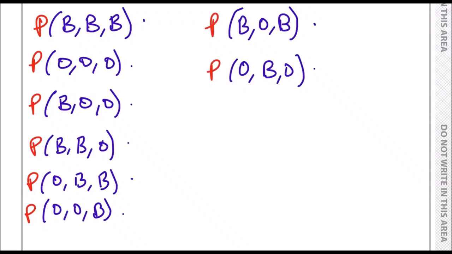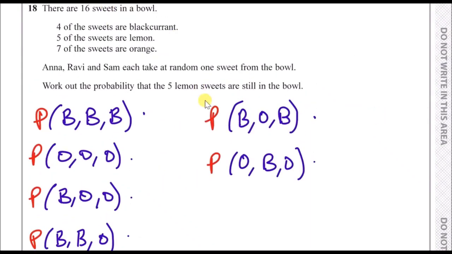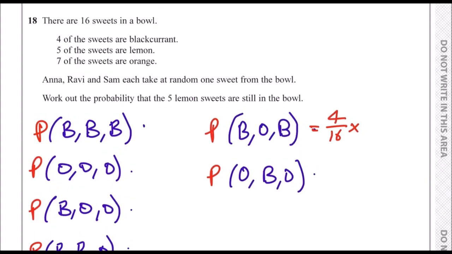So I'm just going to do one of them, or a few of them, and then the rest should be easy. So for instance, find the probability of BOB: blackcurrant, orange, and blackcurrant. Well, to get blackcurrant is 4 out of 16, because there's 4 of them, and you've got 16 sweets, times, and now because you're eating the sweet, you've got 1 less sweet, so the next one will be out of 15. Well, to get oranges, there's 7 of them. Now you've got 14 sweets left. And because you already ate 1 blackcurrant, you've got 3 left. So this is one possible answer.